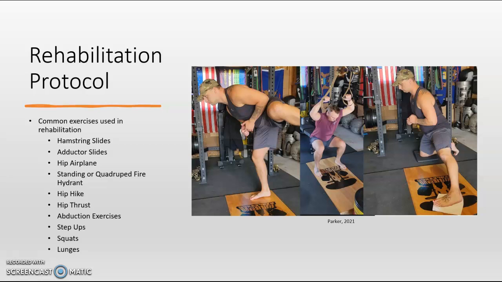The rehabilitation protocol, you have common exercises used no matter what. Hamstring slides and adductor slides to work on mobility and strength. The hip airplane and standing or quadruped fire hydrant is going to work on mobility and proprioception for the hip joints themselves. The hip hike and hip thrust is going to work on hip strength and hip mobility. Your adduction, your step ups, squats and lunges, all basic rehabilitation and strength conditioning exercises to work the patterns that we're looking for in order to improve recovery and reduce pain.